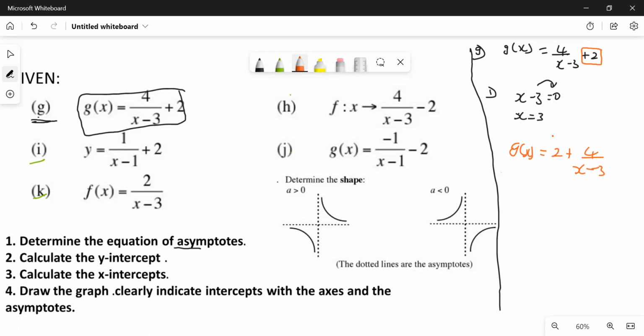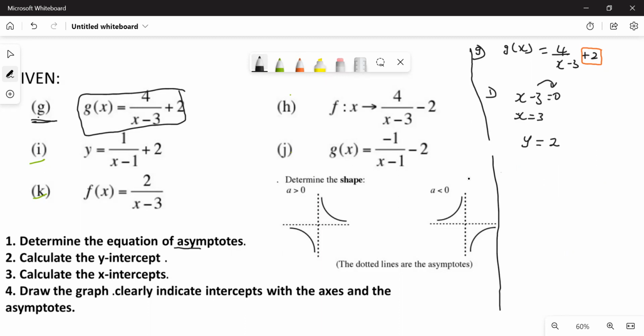The one which is not in the fraction is going to be our Q value. So nothing has changed. We have the one with the fraction, and the one which is not in the fraction, and that is our Q value. So Y is going to be equal to 2. So these are the equations of the asymptotes.